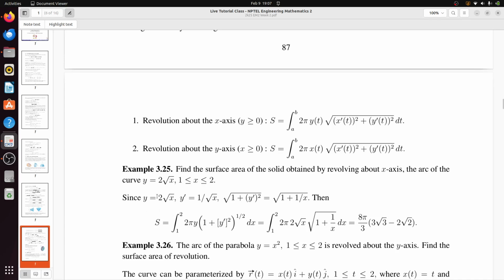Since y is equal to 2 square root of x, your dy/dx will be 1 by square root of x, and square root of 1 plus (dy/dx) whole square will be square root of 1 plus 1 by x. Then the surface area will be S equal to integral from 1 to 2 of 2 pi y times (1 plus (dy/dx) whole square) to the power half dx, equal to integral from 1 to 2 of 2 pi into 2 square root of x times square root of 1 plus 1 by x, and then you need to integrate it.